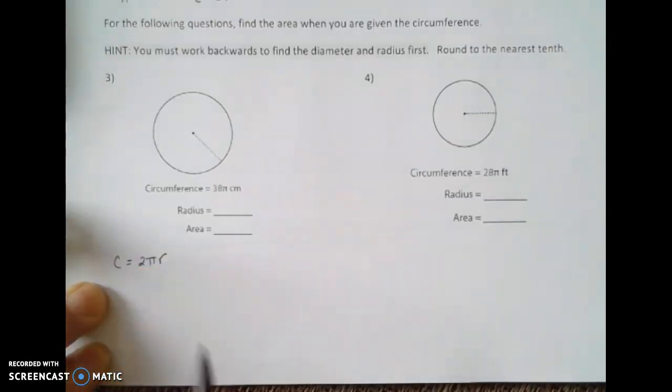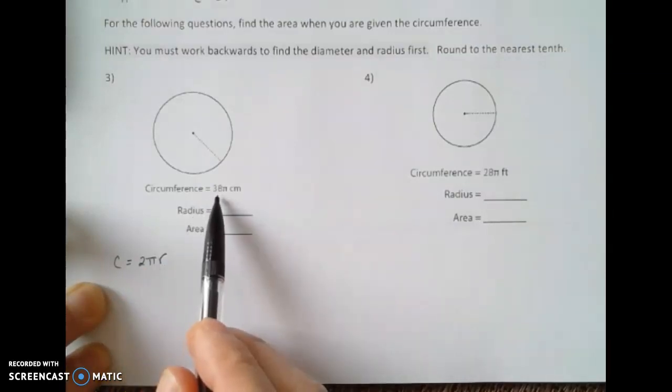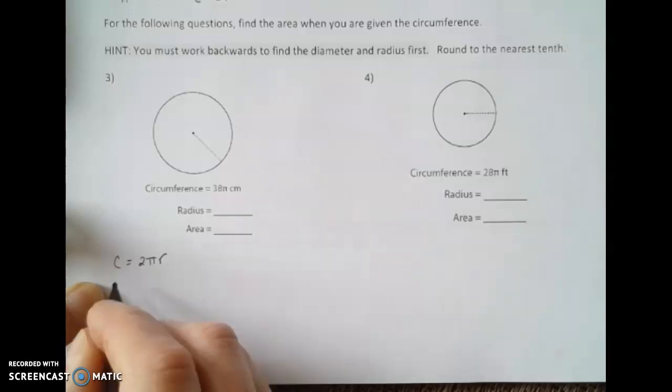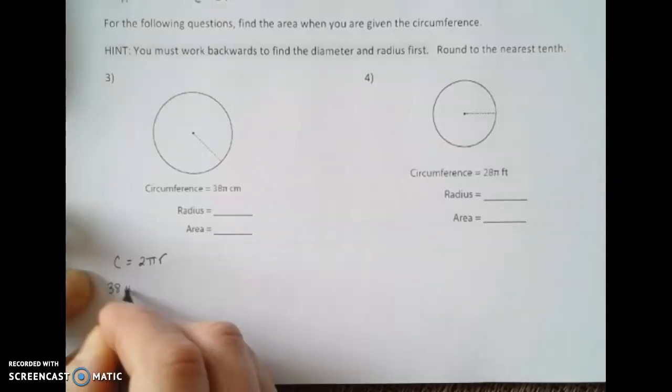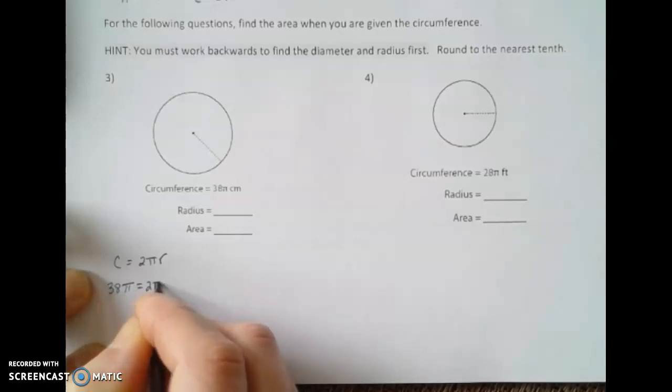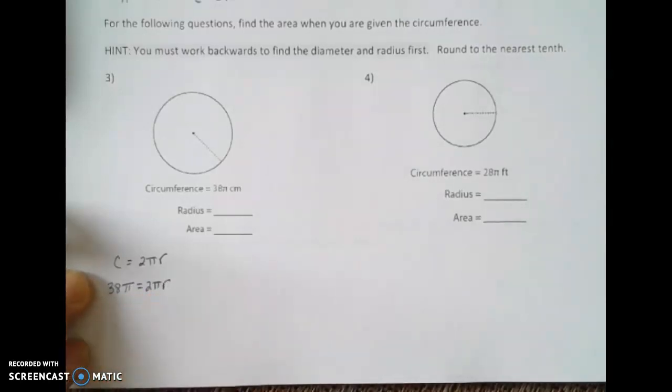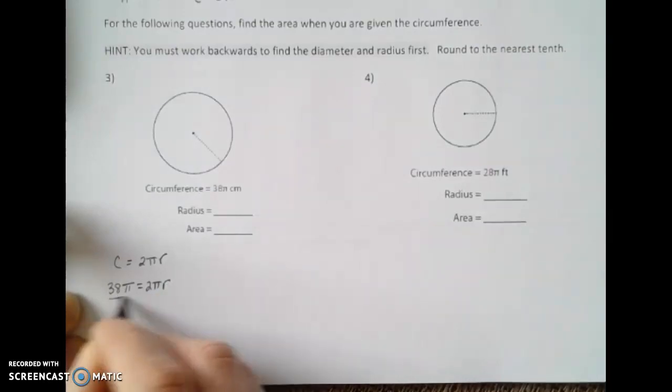And again, I'm trying to figure out the value of the radius. They gave me the circumference as 38 pi centimeters. So I'm going to substitute this value in for C. 38 pi equals 2 pi r. Okay, so let's see if we can get r by itself. Let's start by dividing by pi.